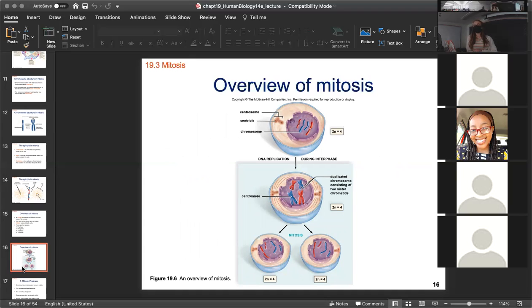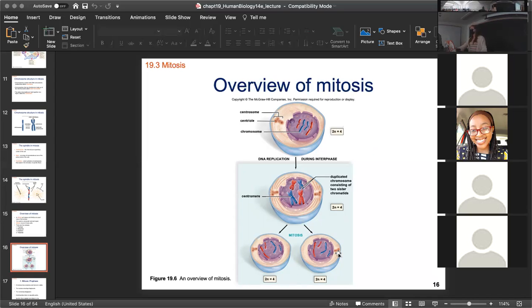Here's another overview of mitosis. Remember, it's a nuclear division. We're dividing the nucleus. Here at the top, you can see a centrosome, a centriole, and the chromosomes. We go through DNA replication. As you can see, the cell on the other side of that arrow now has sister chromatids. They are duplicated chromosomes. We replicated, or made a copy of, the chromosomes. And then we use those spindle fibers to pull at the centromeres. And now down here, we created 2 identical daughter cells.